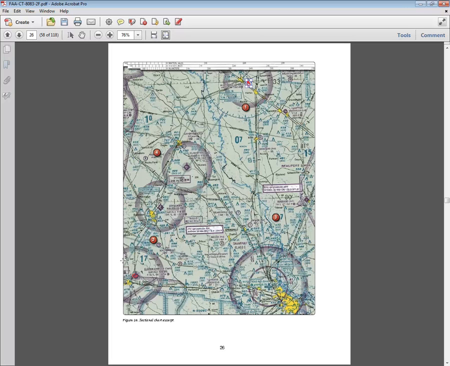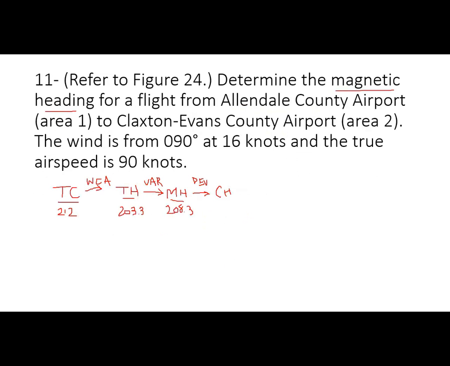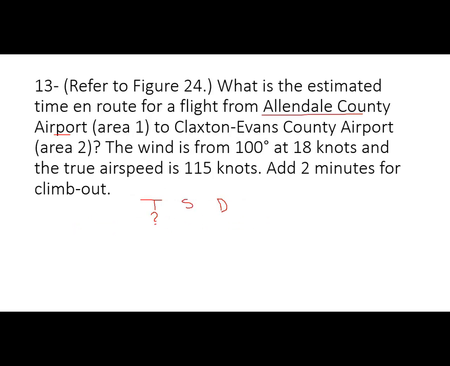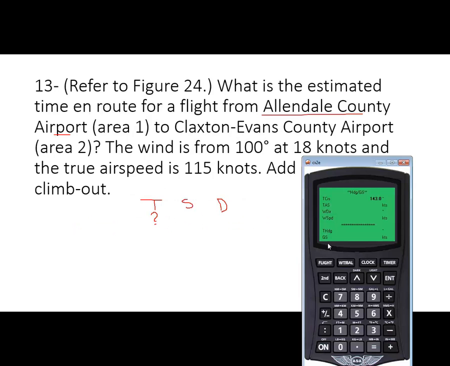And we said it was about 212 degrees. I believe is what we said just a second ago. I could actually go up here. 212 is what we said it was. Yep. So we can type that into our CX2, 212. True airspeed listed in the question is 115. Wind direction is 100 degrees at 18 knots. And that gives us a ground speed of 120.5.